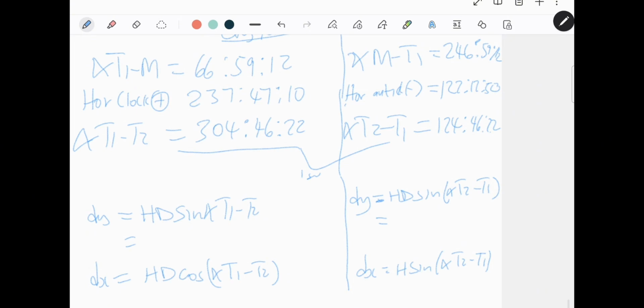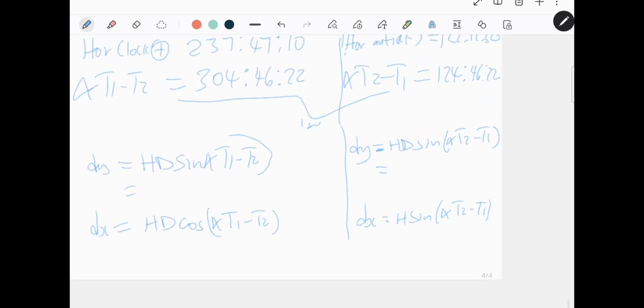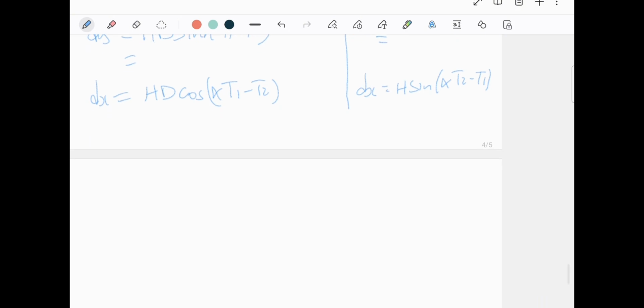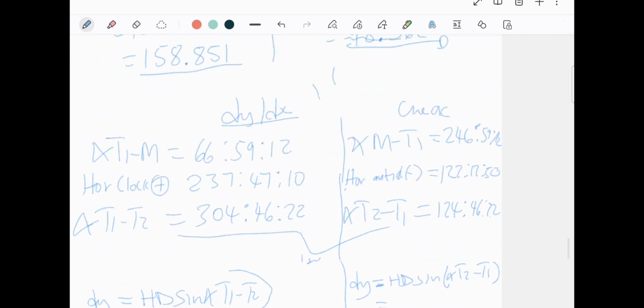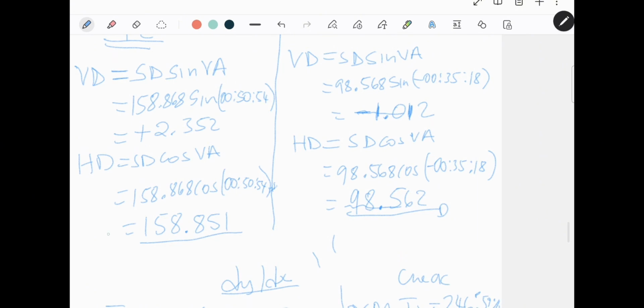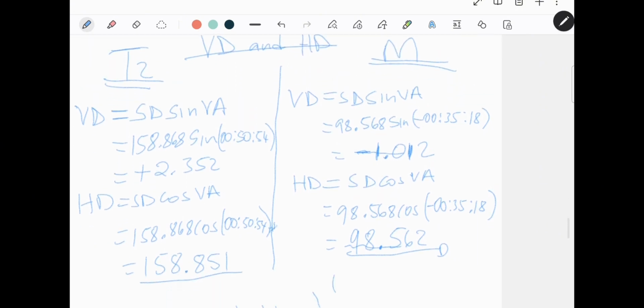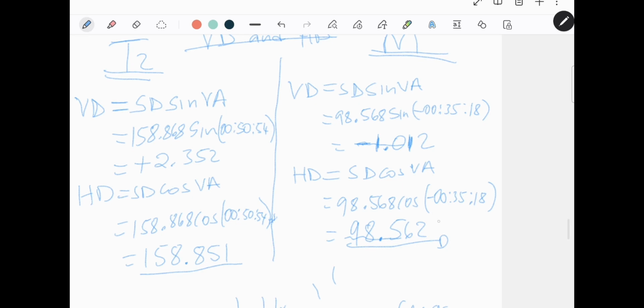So now let's plug in our numbers. I won't put them all, so you have that 304. You just put it here for your forward bearing. But let's just write it, because some of you might end up not writing them in the test. So we said our dy is equal to hd. We found our hd as what? Remember, we're interested in the hd of T2, because we're interested in T2, not the M1. So these ones were just there for back check calculation. So our hd is 158.851.